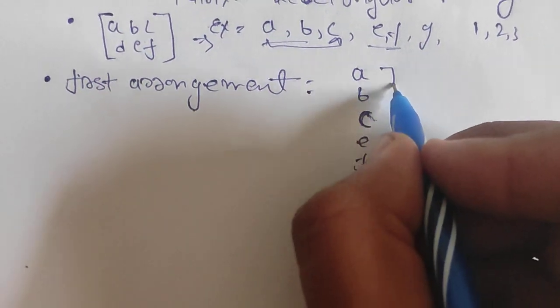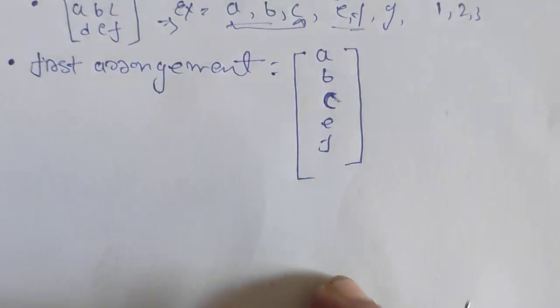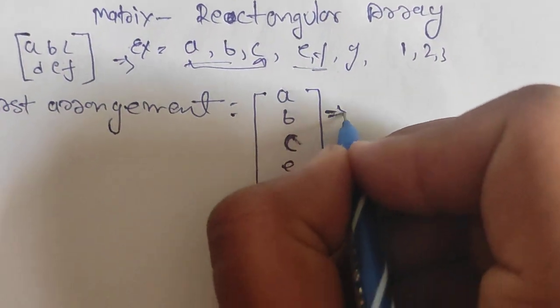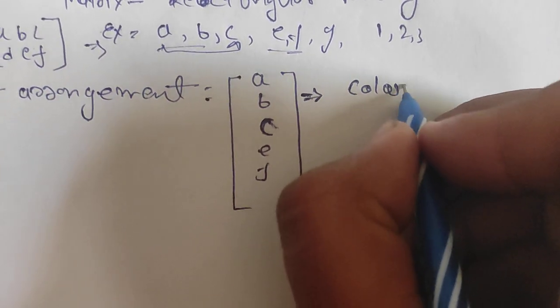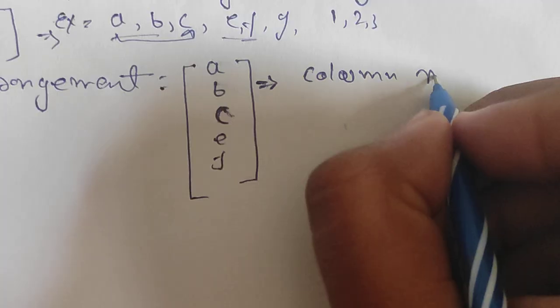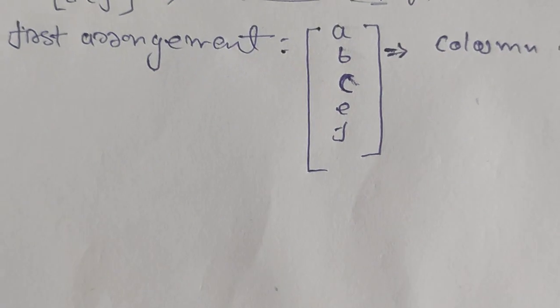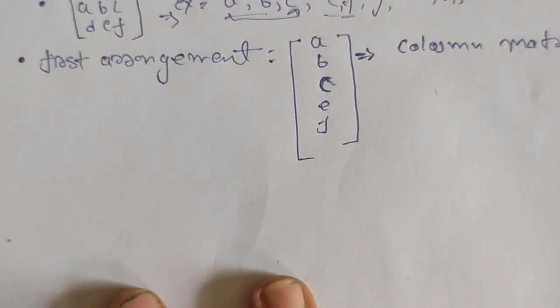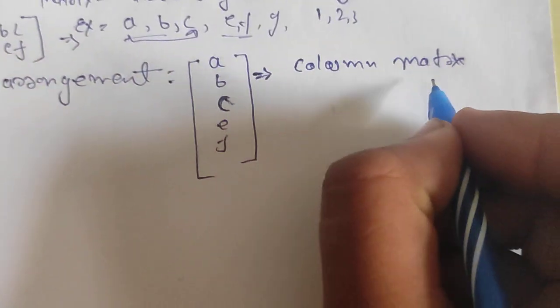So this arrangement is like a column. So we say that this is the column matrix. Sorry for my English spelling. Now all these 5 in the column arrangement is the column matrix.